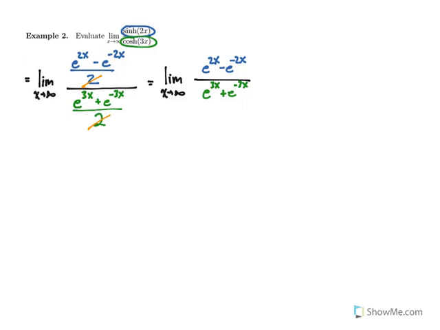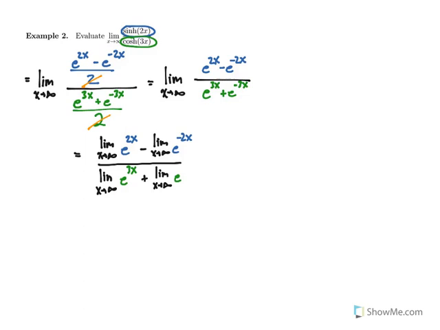So now we think about what happens with the limit as x goes to infinity. And it might be best to think about breaking this up into 4 different limits. We have the limit of e to the 2x minus the limit of e to the negative 2x, all over the limit of e to the 3x plus the limit of e to the negative 3x.